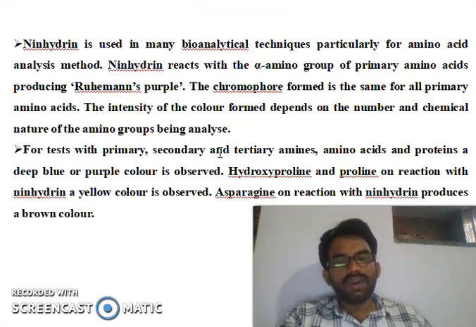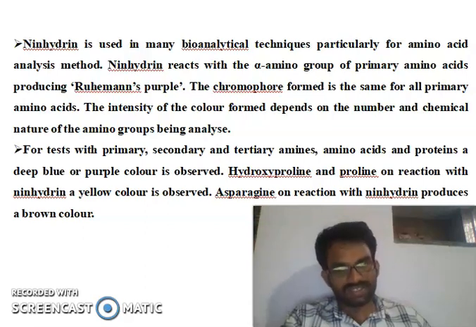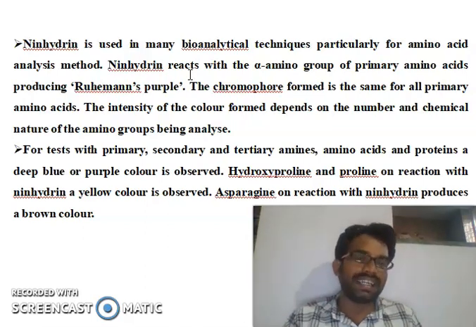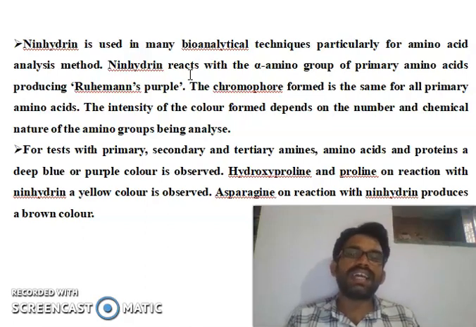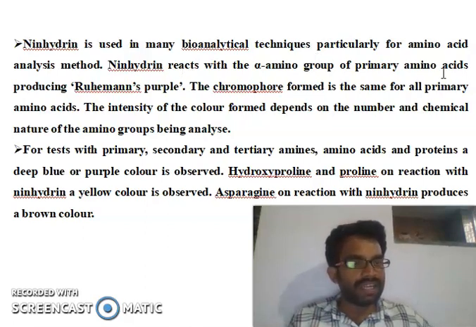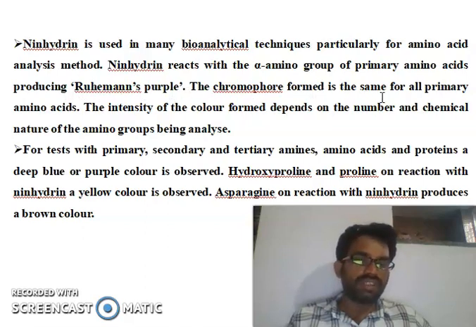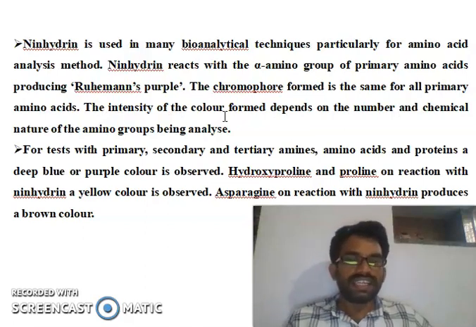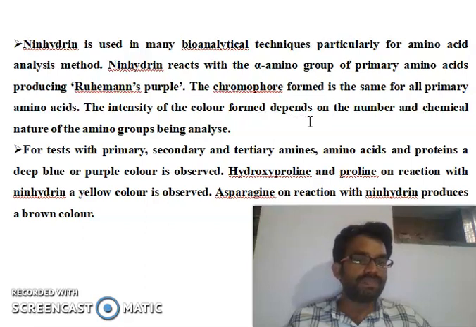Now we can see a somewhat brief introduction about the Ninhydrin test. Ninhydrin is one of the bioanalytical techniques, particularly for amino acid analysis. Ninhydrin reacts with the alpha amino group of primary amino acids to produce Ruhemann's purple. The chromophore formed is the same for all primary amino acids. That point is very important. The intensity of the color formed depends on the number and chemical nature of the amino groups being analyzed.